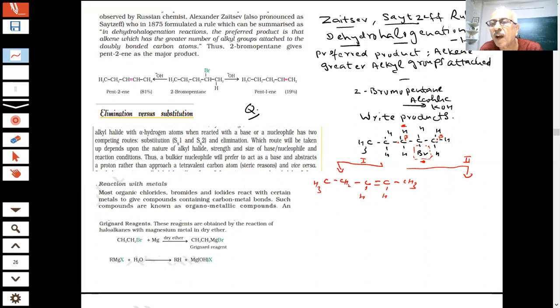In the second case, I am saying this Br and this hydrogen go. What will happen in this case? Students, you have CH2 double bond, CH, then you have CH2, CH2 and CH3. Okay? This is product 1, this is product 2. First you write the IUPAC name of the two compounds, then we will say which is the major and which is the minor product.